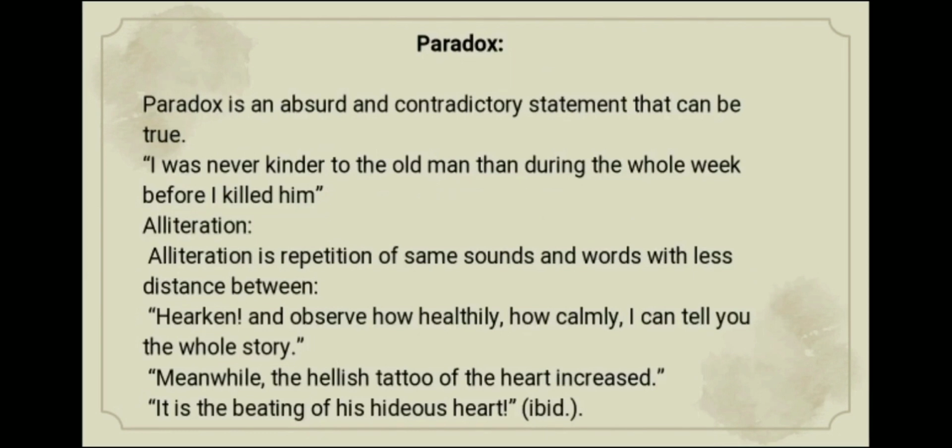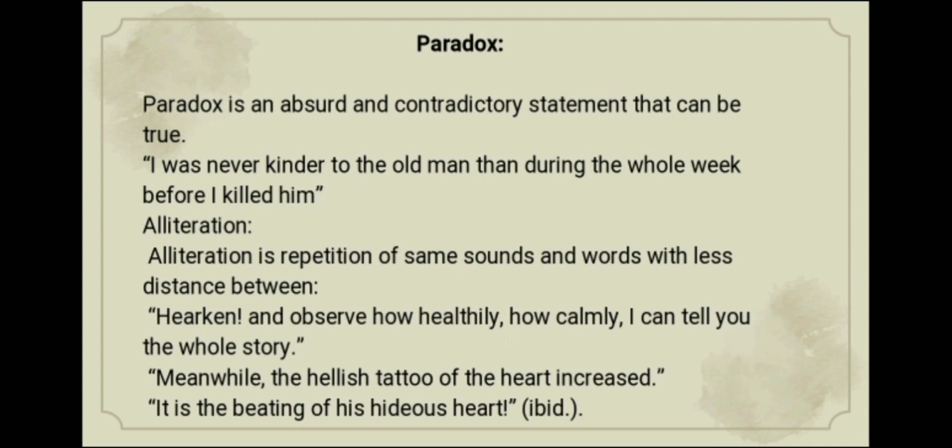Next we have paradox. Paradox is an absurd and contradictory statement that can be true. This is a form of paradox since the line "I was never kinder to the old man than during the whole week before I killed him" is contradictory. This is simply saying that killing the old man is a kind thing to do, which is not.